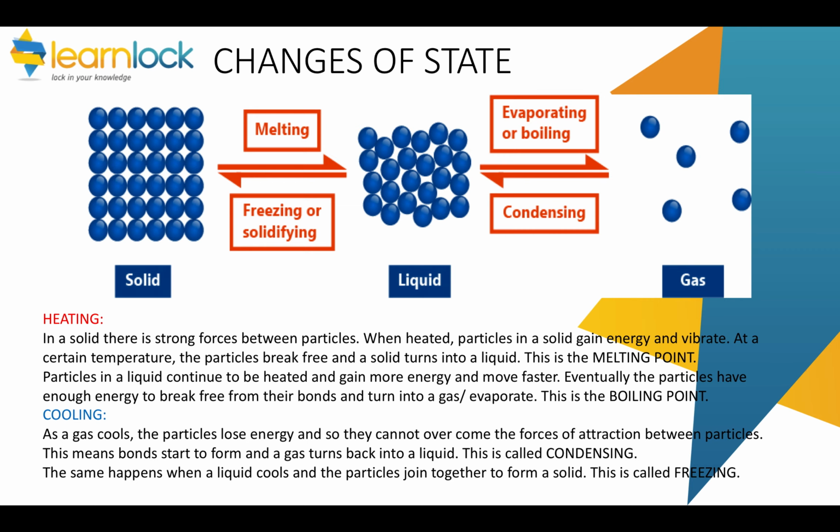So say, for example, the melting point of a substance is 100 degrees. That means at 100 degrees it turns into a liquid. If you carry on heating it, the particles gain even more energy and they start to change from a liquid into a gas. So some of these particles break free of their bonds and just evaporate off and it turns into a gas. This is called the boiling point.